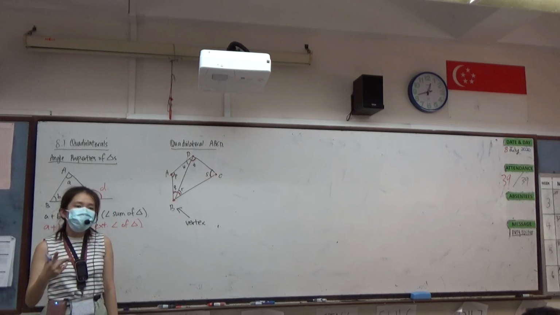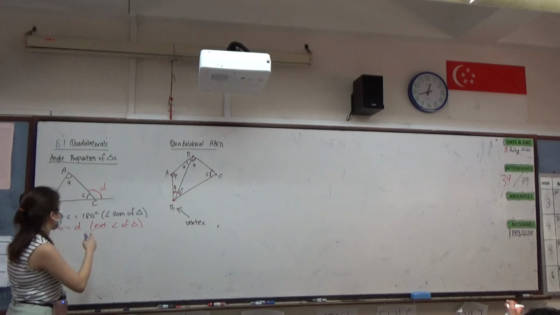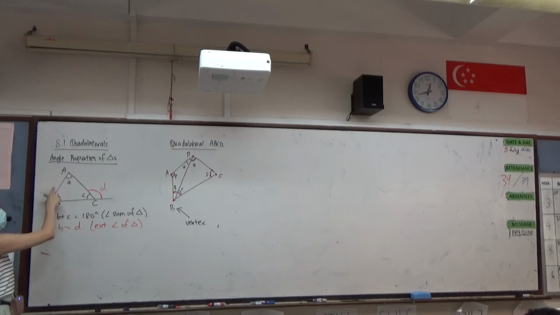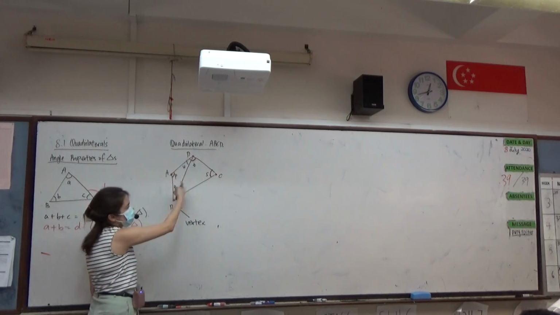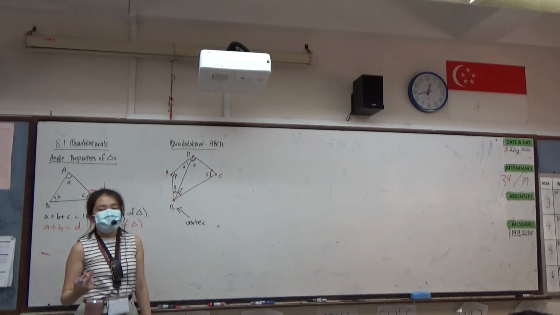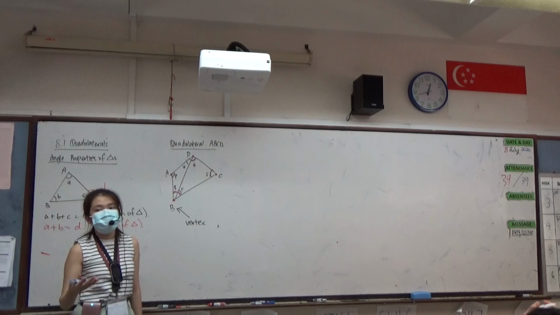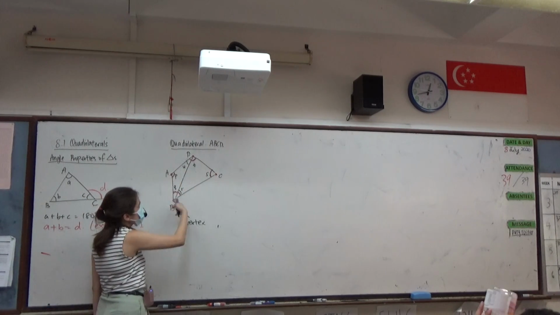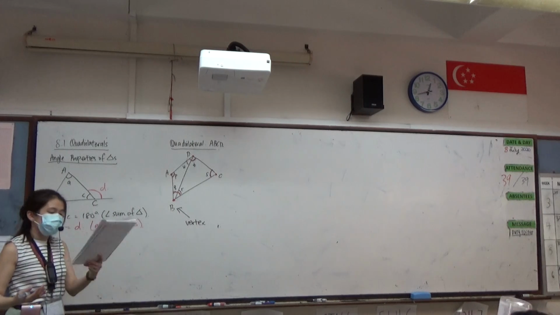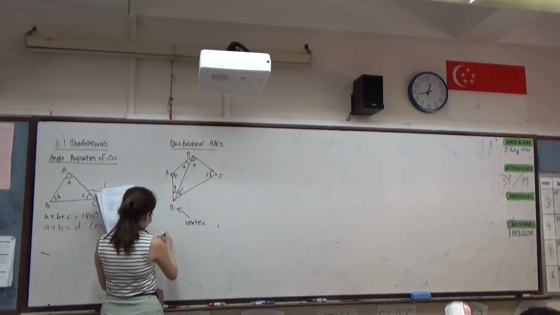In a quadrilateral, if I draw a diagonal over here, I will end up getting two triangles. We agreed that in a triangle the sum of the angles is 180 degrees. If two triangles form a quadrilateral, this naturally tells me that the sum of the angles in the quadrilateral will have to be 360 degrees.